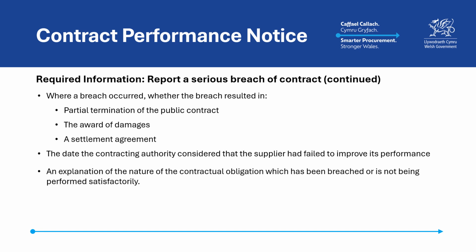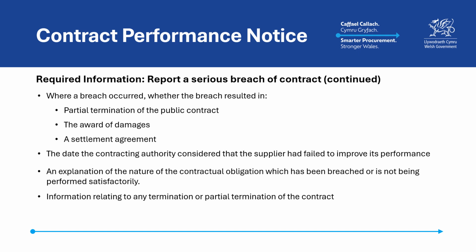An explanation of the nature of the breach or failure to perform, including an explanation of the impact or consequences, the duration of the breach or failure to perform and whether it is ongoing, any steps taken by the supplier to mitigate the impact or consequences, any steps that the contracting authority has taken to notify the supplier of the breach or failure to perform and encourage them to improve the situation, including any warning notices given under the public contract, or any opportunity to improve performance, and what steps, if any, were taken by the supplier to improve the situation, and why these were not sufficient.